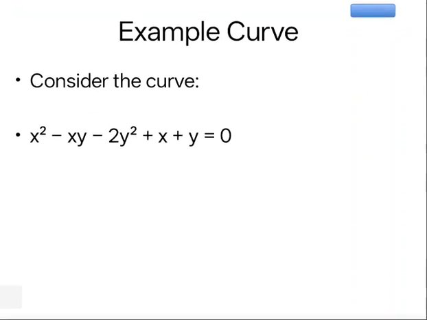Take for example the curve x square minus xy minus 2y square plus x plus y is equal to 0. I want the curve behavior whenever x tends to infinity. Whenever x is large, what is the value of y here? We need to find how y behaves.